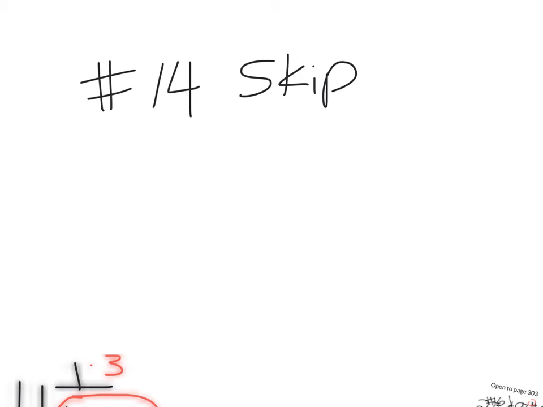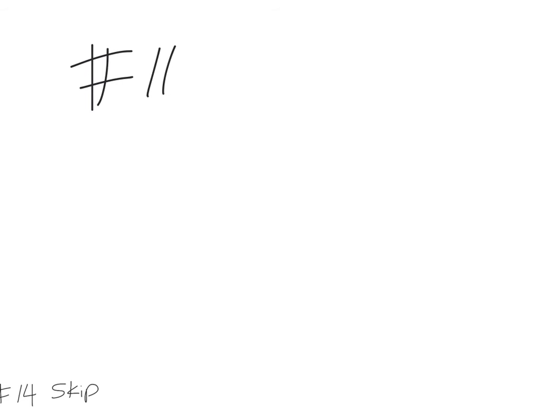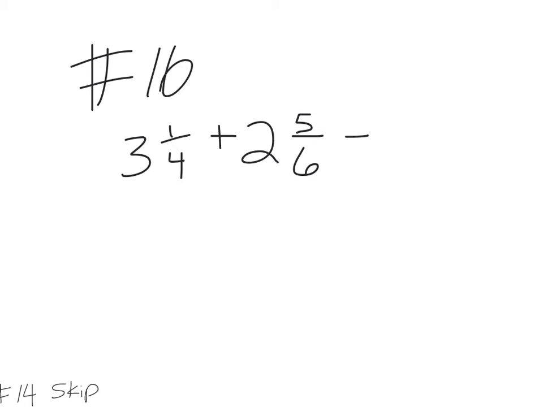But I do want to look here at number 15 because that one gives you 3 terms and there's a lot going on. So let's look at number 16. We still got 3 terms, but yeah, let's do number 16. So number 16 here says that we've got 3 and 1/4 plus 2 and 5/6, and then minus 4 and 1/3.